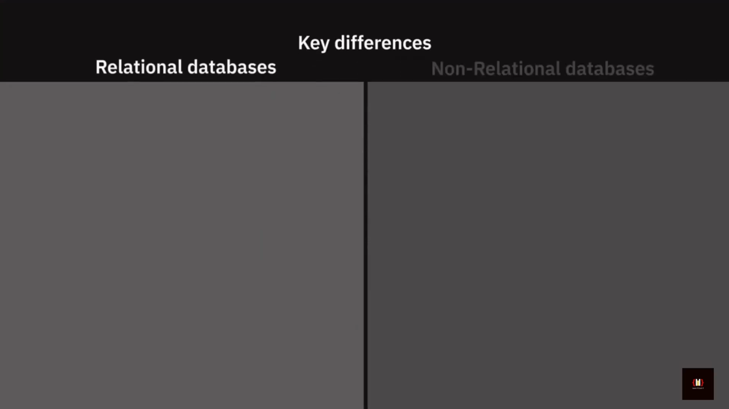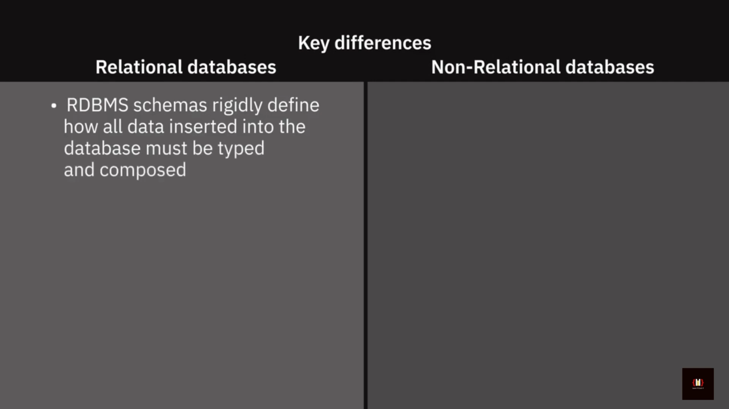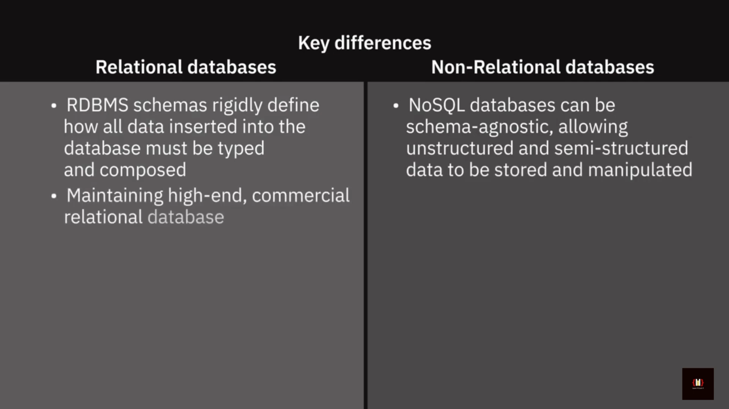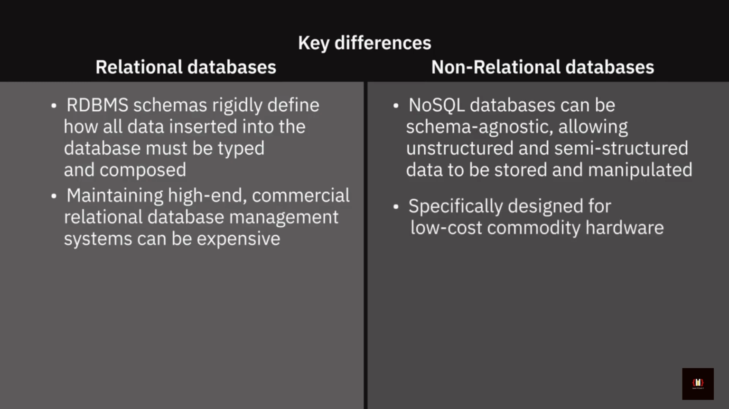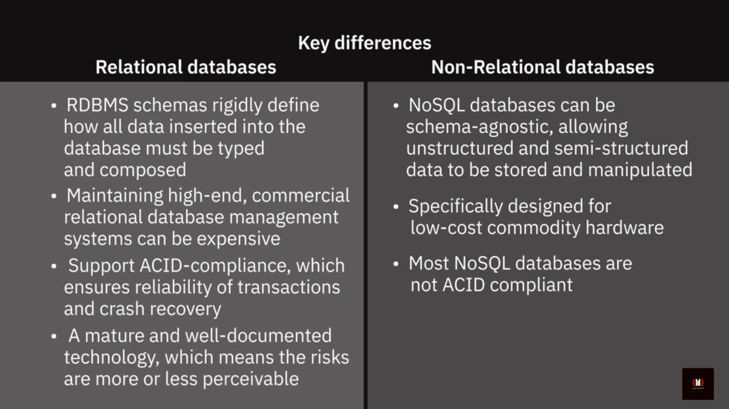To summarize the key differences between relational and non-relational databases, RDBMS schemas rigidly define how all data inserted into the database must be typed and composed, whereas NoSQL databases can be schema agnostic, allowing unstructured and semi-structured data to be stored and manipulated. Maintaining high-end commercial relational database management systems is expensive, whereas NoSQL databases are specifically designed for low-cost commodity hardware. Relational databases, unlike most NoSQL, support ACID compliance, which ensures reliability of transactions and crash recovery. RDBMS is a mature and well-documented technology, which means the risks are more or less perceivable as compared to NoSQL, which is a relatively newer technology. Nonetheless, NoSQL databases are here to stay and are increasingly being used for mission-critical applications.